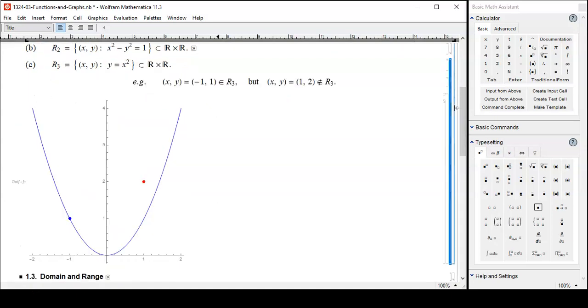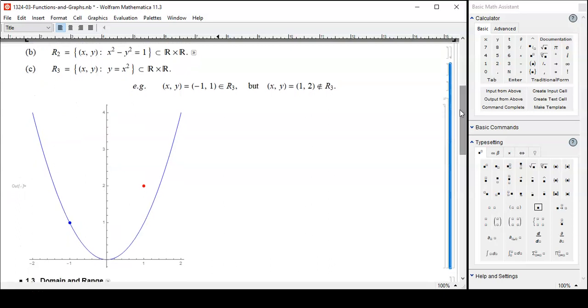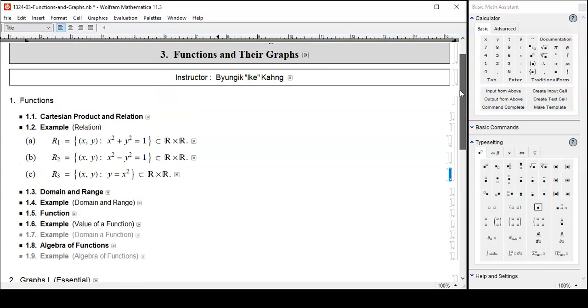Here's a third example. Similar. This time y equals x squared. You can check manually, right? Alright, those are examples of relations.